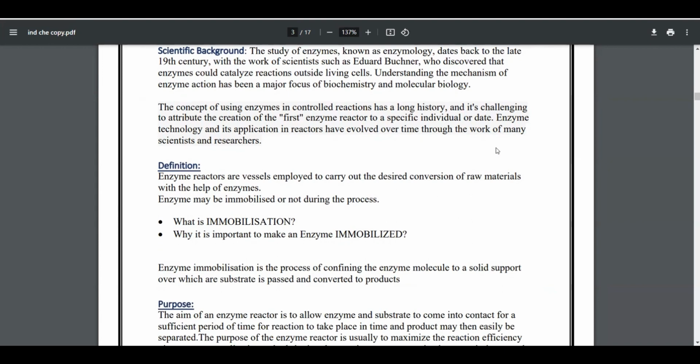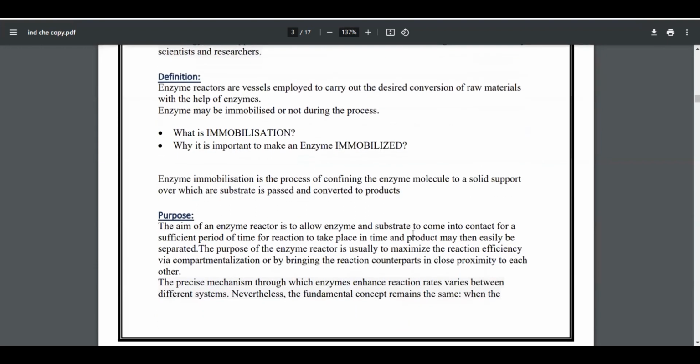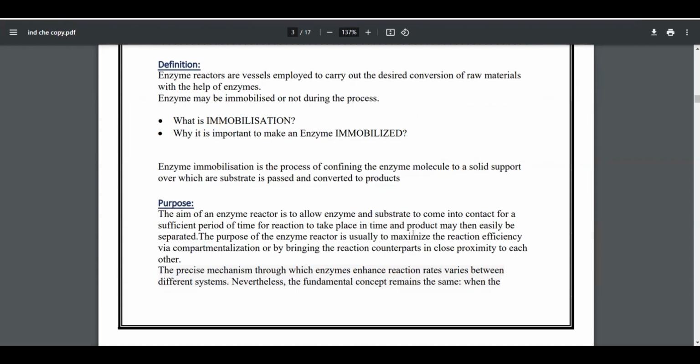Now the important question is what is immobilization, and why is it important to make an enzyme immobilized? Immobilization is simply restricting the movement of the enzyme molecule. It is a process in which the enzyme molecule is confined to a solid support over which the substrate is passed and the reaction is carried out, and it is converted into the product. In an enzyme reactor, the stability of an enzyme is a very important factor.